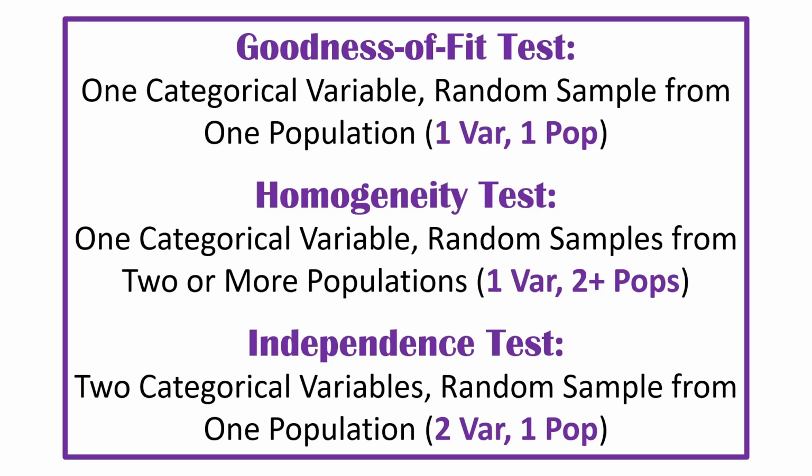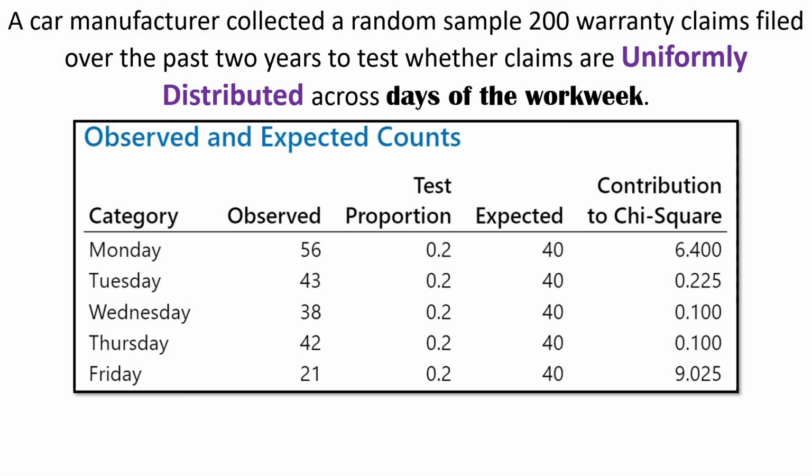Having said that, here's another scenario, and I want you to think about what kind of chi-square test applies in this case. So here we're imagining that a car manufacturer collected a random sample of 200 warranty claims filed over the past 2 years to test whether claims are uniformly distributed across days of the work week. So take a moment and think about what kind of test you would be conducting here.